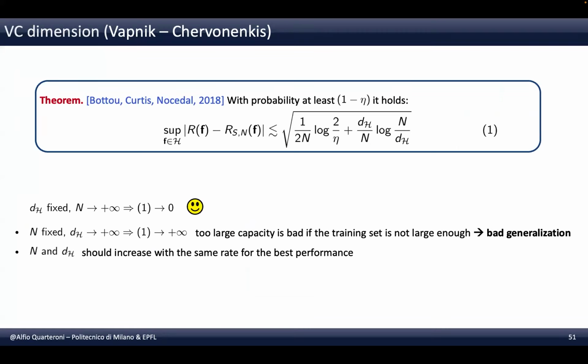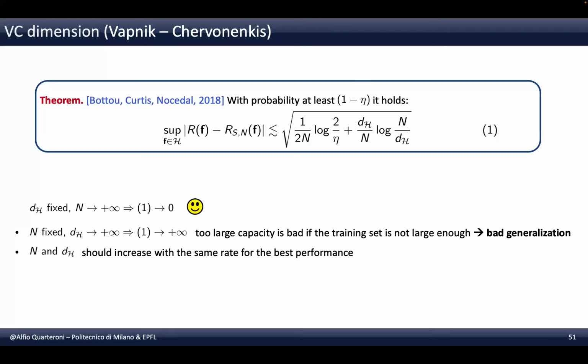So the capacity of the model, and N, which is the cardinality of the training set. How many elements do you have in the training set? Heuristically, is it a good idea to increase the number of elements in the training set? Intuitively, yes, because the more data we have, the better, right? But you have to be a bit careful.